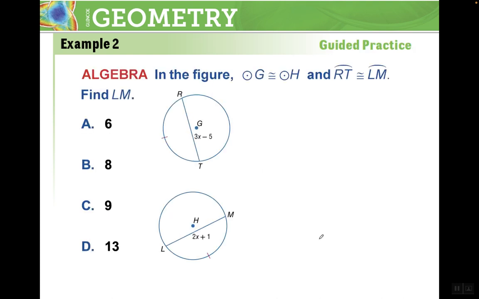Okay, you can try this one. The arcs are congruent, and so you just need to set the chord lengths equal to each other, solve for x, and then plug it back in to find the length of LM. Should have gotten 13.